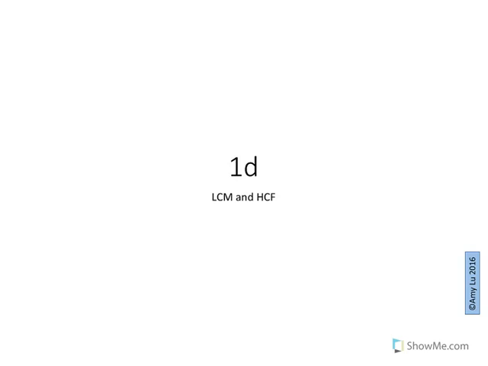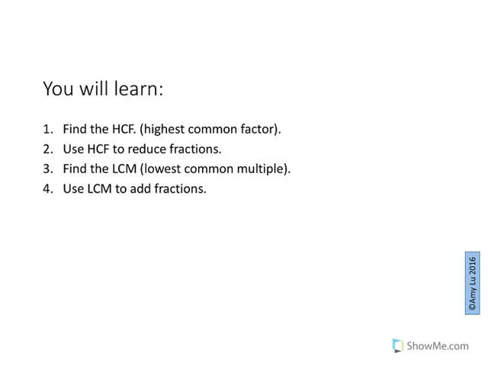This is chapter 1D on HCF and LCM. In this chapter, we will find the highest common factor and use it to reduce fractions. Then we will proceed to find the lowest common multiple and use that to add fractions.